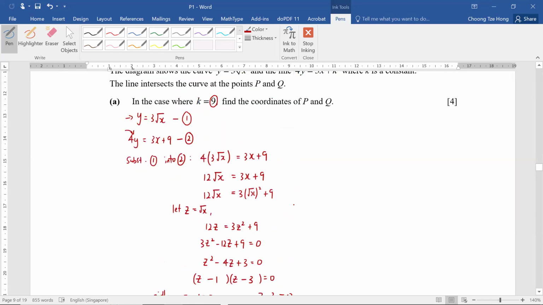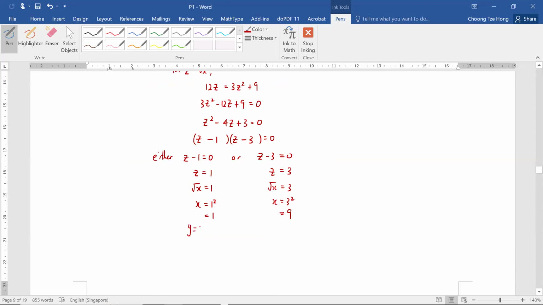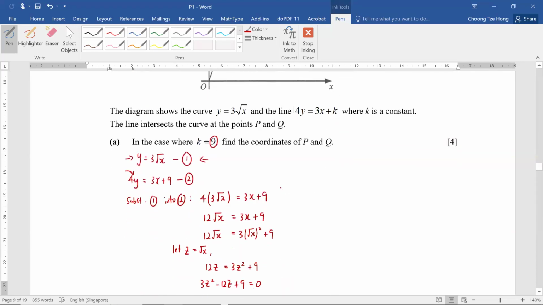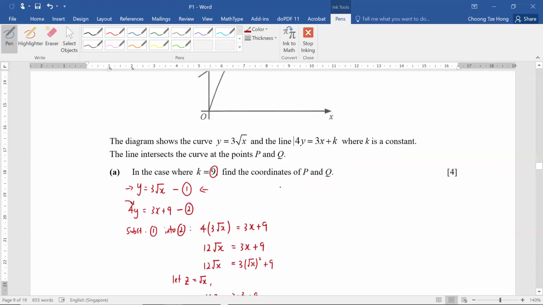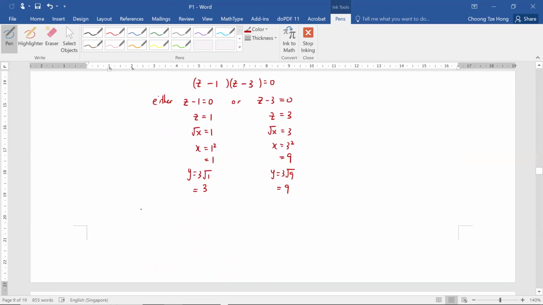Then all we need to do is take the 1 and sub into equation 1. It'll be easier to use equation 1. So y will be 3 square root 1, which will give us 3. And then over here, y will be 3 square root 9. Square root 9 is 3, and 3 times 3 will give us 9. So from here we can see that for point P, one of the coordinates is (1, 3), the other one is (9, 9). So quite obviously P is (1, 3) and Q is (9, 9). So don't write wrongly. Therefore P equals (1, 3) and Q equals (9, 9).